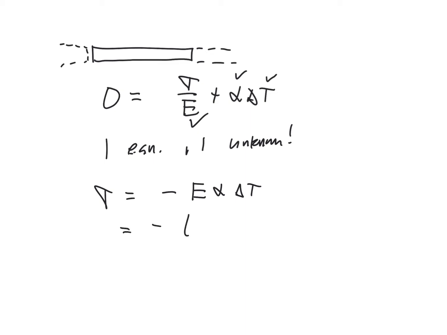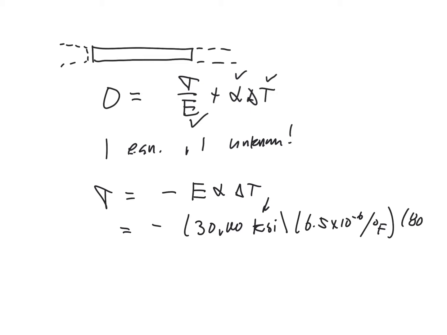That's negative 30,000 KSI. Notice it's in K. So that means our answer that we get for the stress is also going to be KSI. Then we have alpha, which is 6.5 times 10 to the minus 6th per degree Fahrenheit temperature change. And then our delta T is 80 degrees Fahrenheit temperature change. So notice the F's cancel, and then we're left with just the KSI.